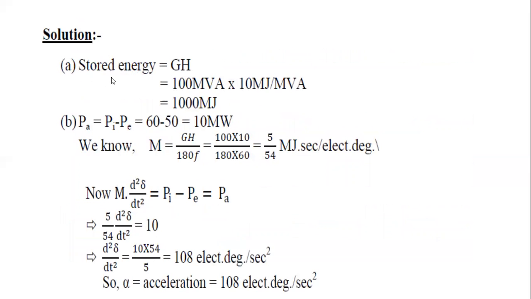First of all, what is the first part? That is the stored energy, which is the kinetic energy. The formula is G into H, where G is the rating of the generator and H is the inertia constant in MJ per MVA. Therefore the stored energy is equal to 1000 megajoules.